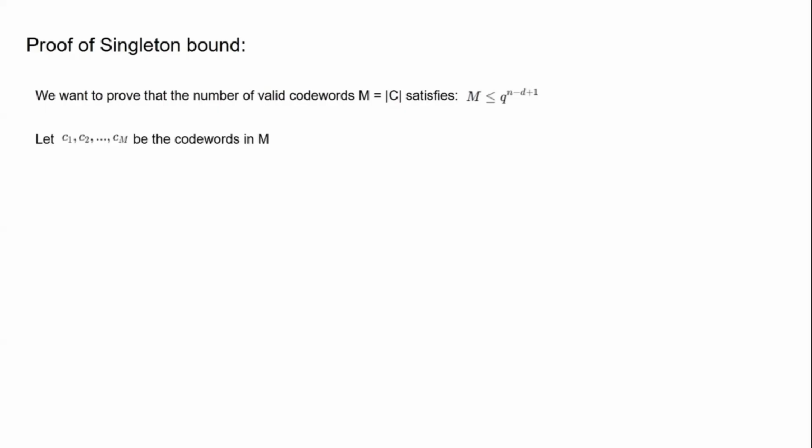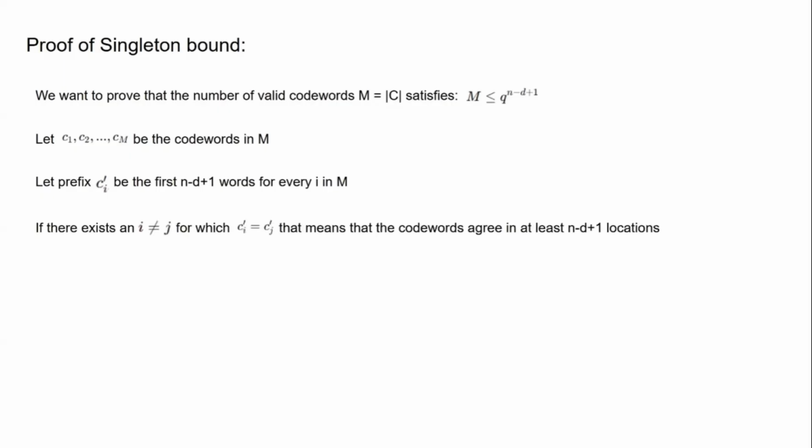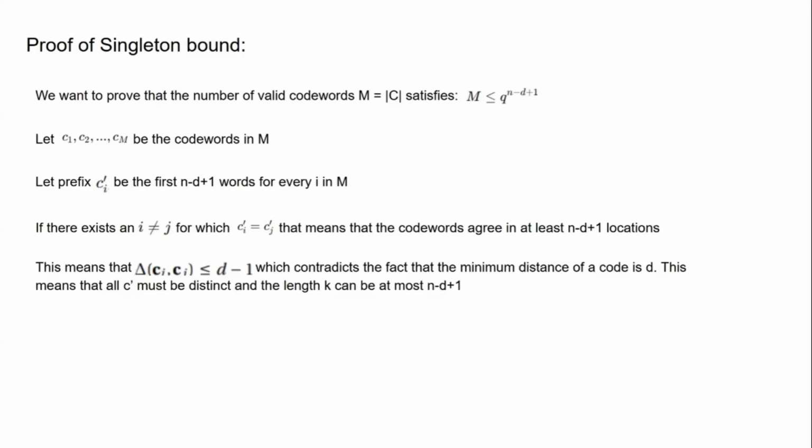Now to start, let C1 to CM be the code words in C. Let's define Ci prime to be the prefix of the first n minus d plus 1 symbols of Ci, for every i in M. If there exists an i not equal to j for which Ci prime is equal to Cj prime, that means that the code words agree in at least n minus d plus 1 locations. That means that the distance between Ci and Cj would be less than or equal to d minus 1, which contradicts the fact that the minimum distance of a code is d.